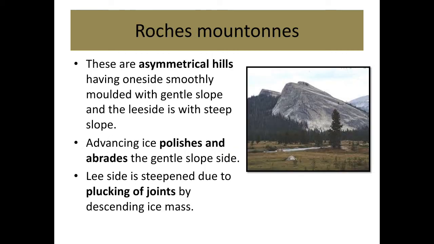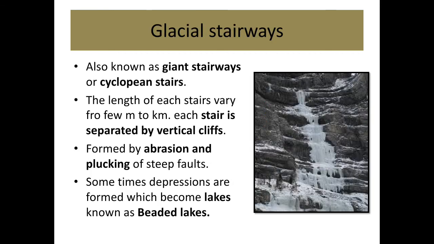Roches moutonnées. So these are asymmetrical hills. It's not a symmetrical hill, but an asymmetrical hill. This side is steep, this side is a gentle slope, and the advancing ice polishes the upstream gentle slope. So here the polishing takes place on the gentle slope side, and on the other side the plucking takes place. Because of that, the rock joints are plucked out. Because of the plucking, this region has a steep slope.